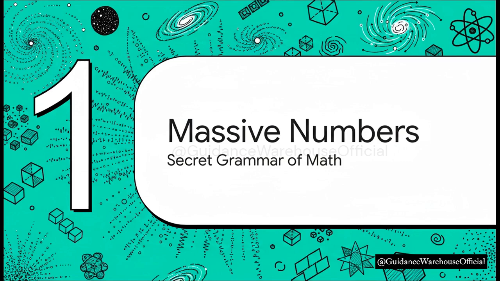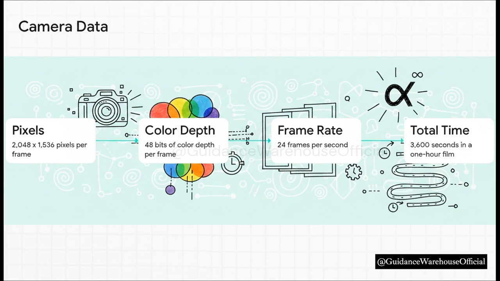Let's jump right in and look at where a gigantic number like that actually comes from in the real world. Think about a high-resolution digital camera. It captures 2048 by 1536 pixels. That is millions of pixels instantly. Then it calculates 48 bits of color depth per frame at a rapid 24 frames every single second. Over just a 1-hour period, which, remember, is 3,600 seconds, the amount of data multiplies exponentially.